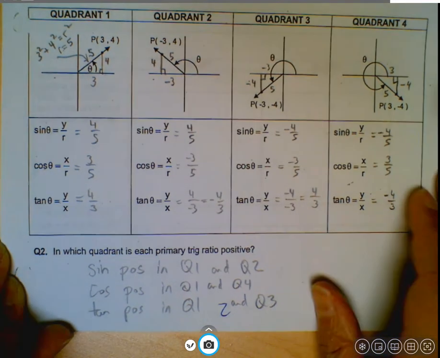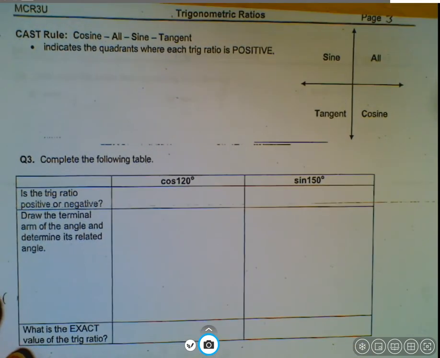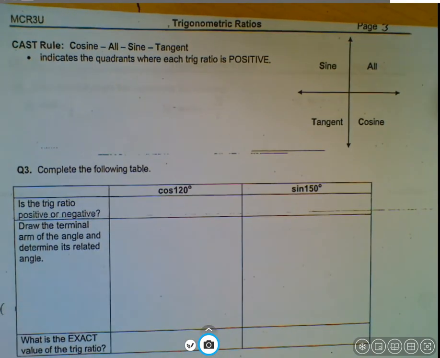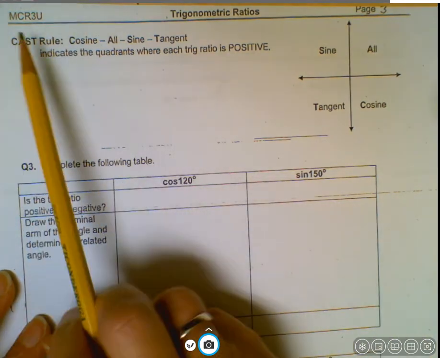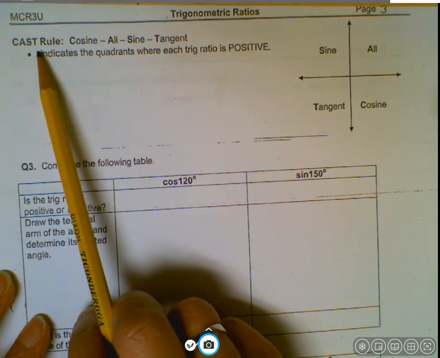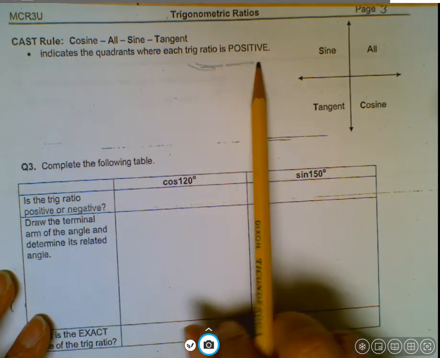All right, one last thing before we end this video is on the next page, there's a little rule that sometimes people like to memorize. As you know, I'm not a big fan of memorizing rules. I would rather that you understand and explain from understanding than memorizing a rule. But there is a famous rule called CAST. And CAST tells you where each trig ratio is positive.